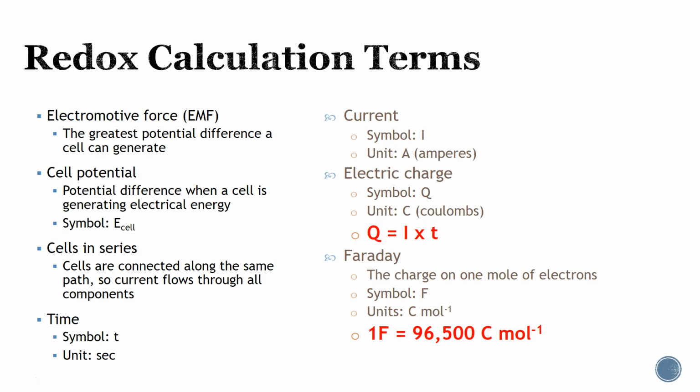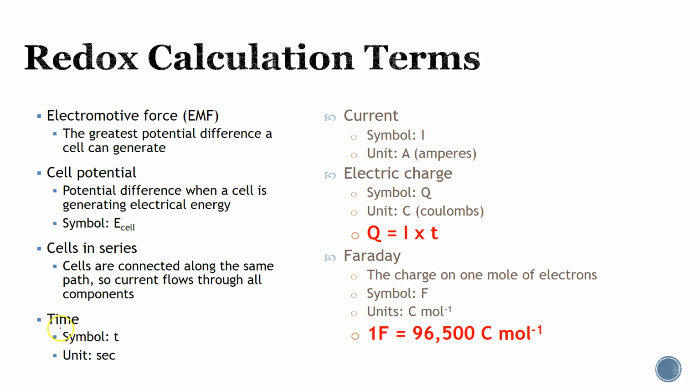Okay, some terms and some new symbols and some new constants. We've already defined EMF, we've defined cell potential. When we talk about cells in series, we're talking about these cells being connected along the same path so that when the current flows, it has to flow in and out of each cell as it goes.